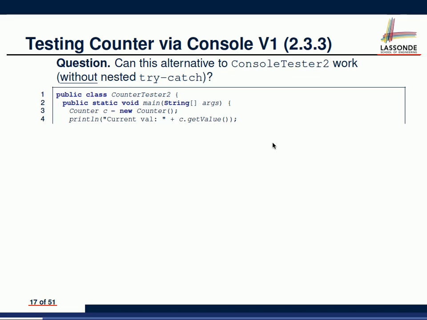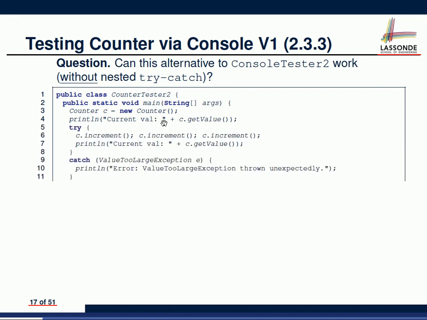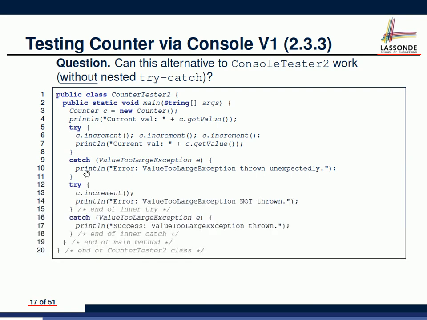Let's say we still have creating the counter value, creating the counter, and then query its value should be 0. So now the first try and catch block, we simply do the first 3 increments, right? No nesting. And then after the first 3 increments, we do another try and catch block. It's not nested, right? It's simply another try and catch block. Do the 4th one.